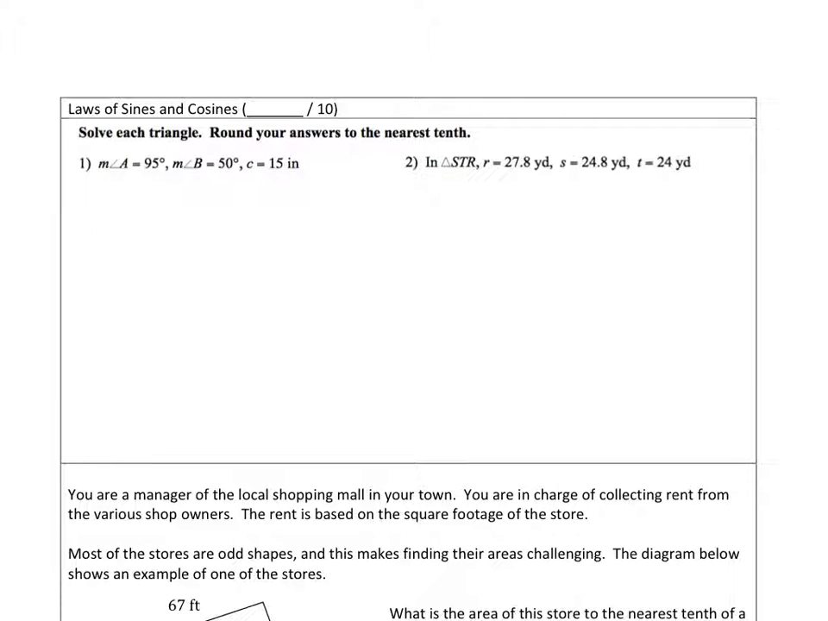Next up, we got laws of sines and cosines. We got to solve some triangles. So I'm going to draw this guy. This is triangle ABC. And angle A is going to be 95 degrees. Angle B is 50 degrees. Since I know two angles, I know my third is 180 minus the sum of those two. So 180 minus 50 is 130. Minus 90 would be 40. Minus another 5 would be 35. And I also know angle C is equal to 15.